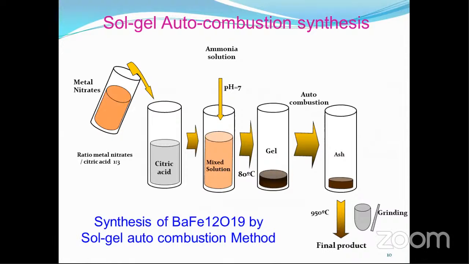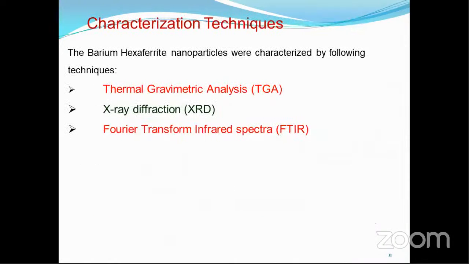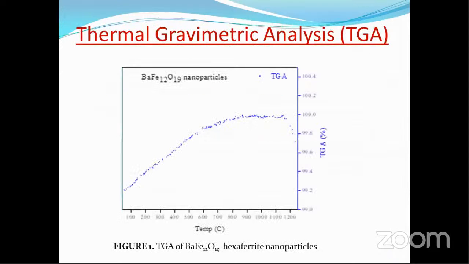Instantaneously, the gel is ignited with the formation of a large number of gases, and the autocombustion process starts. This self-ignition, high temperature autocombustion results in a lightweight voluminous powder as the product of the reaction. Then the fine powder is ground, and thermogravimetric analysis (TGA) of the product was performed to understand the phase formation temperature and to determine the final sintering temperature. A loose precursor powder was annealed at 950 degrees centigrade for 10 hours to obtain the pure barium hexaferrite particle.